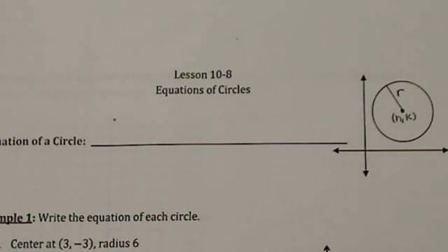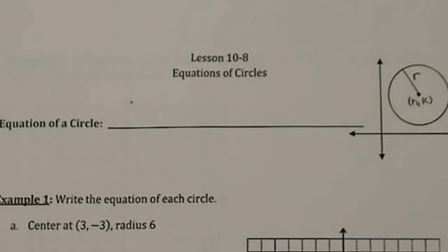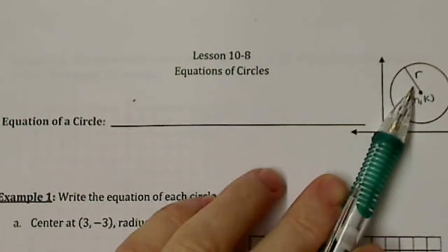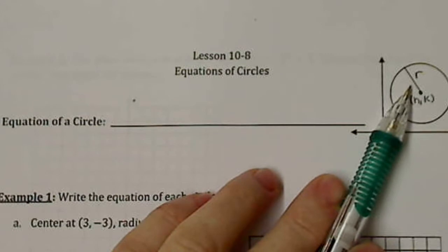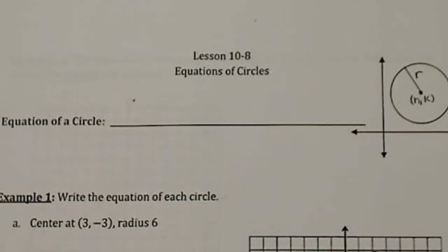Our last lesson in chapter 10 is about the equation of a circle. You can tell from our little circle over here, we have an r, which you all know is the radius, and then we have a center point, which is marked as (h, k). We're going to use that instead of x and y because our equation has an x and y in it, and that would be just too confusing with two x's and two y's.